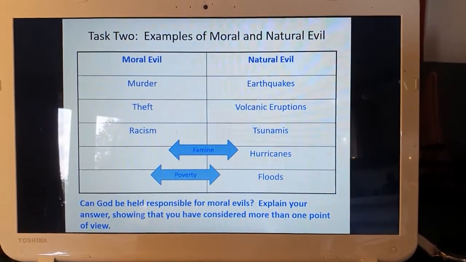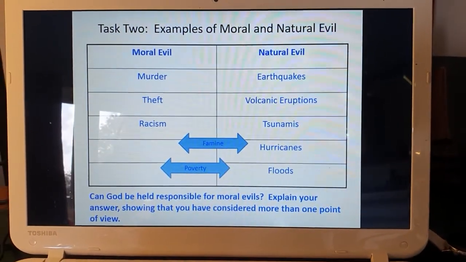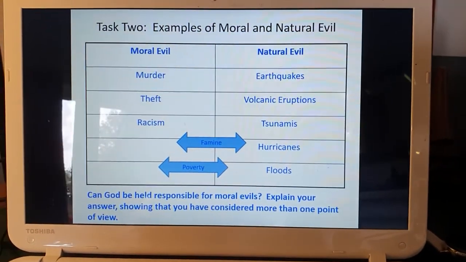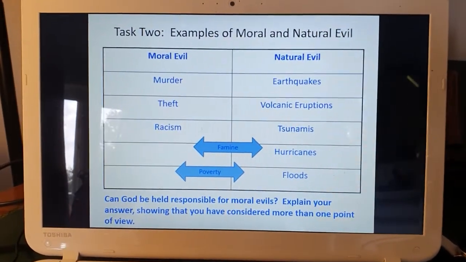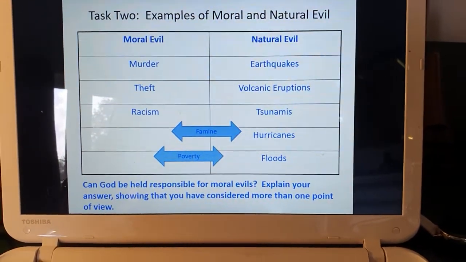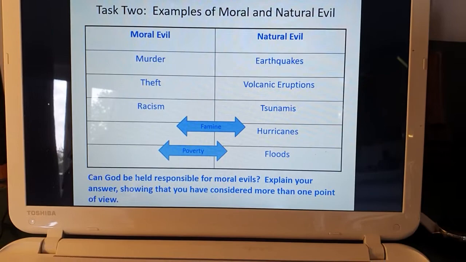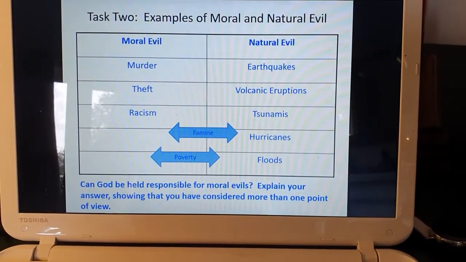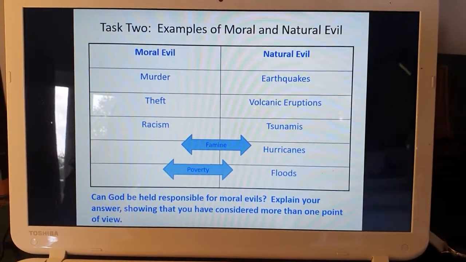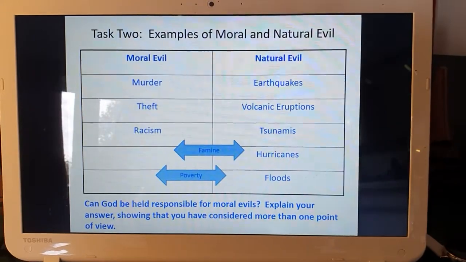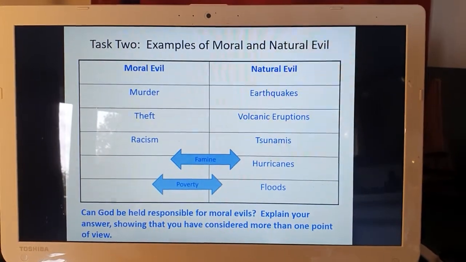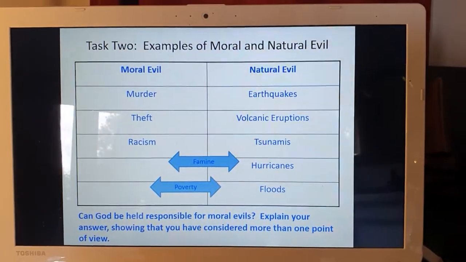So you can see there, moral evil is stuff like murder, theft, and racism. But natural evils are things like earthquakes and volcanoes and tsunamis. Notice in the middle that things like famine could be both, and poverty as well. They could occur naturally, like a famine might happen if there's a drought in a country and the crops can't grow. But the famine really only continues because other people might not help out, or maybe there's some corruption going on in the country, which means that the poorest people are the ones that suffer and die while others don't. So that's what creates the injustice in that situation.